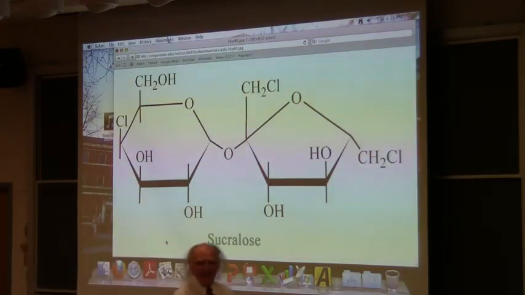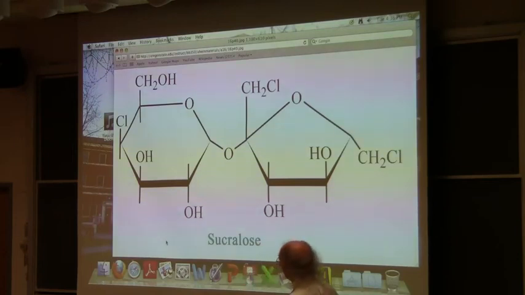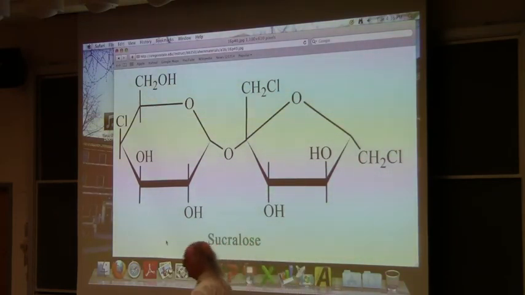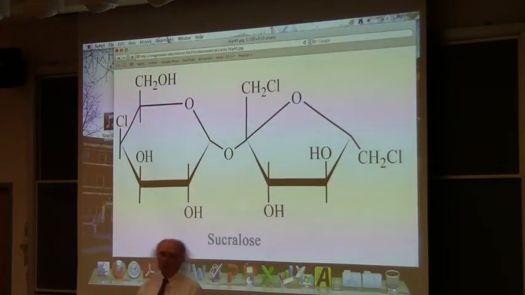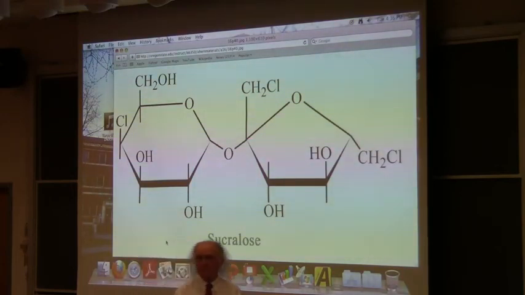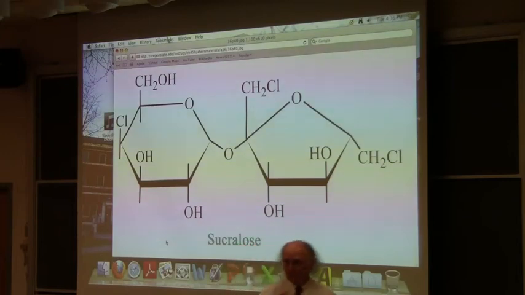Needless to say, that's how they got around to deciding that, first of all, it wasn't poisonous, and that, second of all, that it might be an artificial sweetener. Now, why do I think this might be problematic? I think it could be problematic, A, if it got incorporated in some way into your glycogen. Glycogen we'll talk about later.